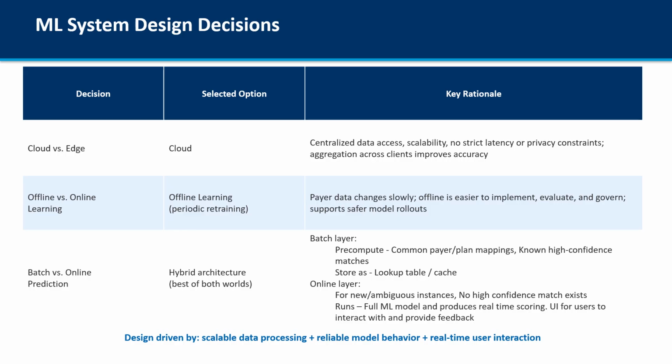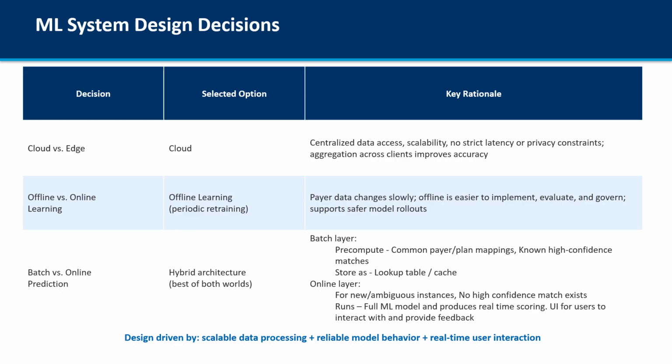We use offline learning because payer data changes relatively slowly and it allows for safer, more controlled model updates. The next decision point is batch versus online prediction. We have chosen a hybrid architecture. The hybrid architecture will offer up the best of both worlds for this use case.